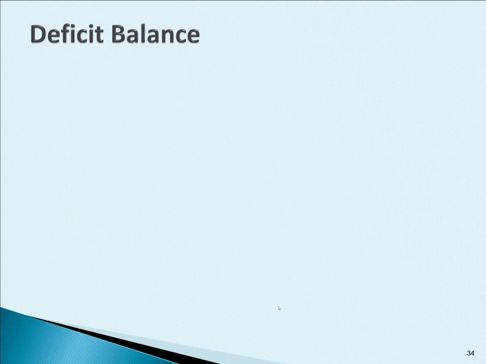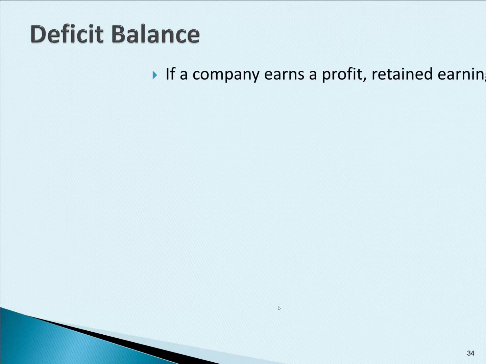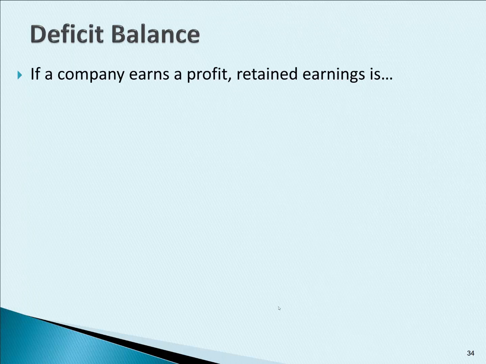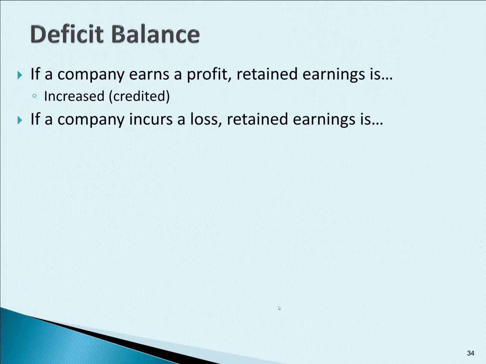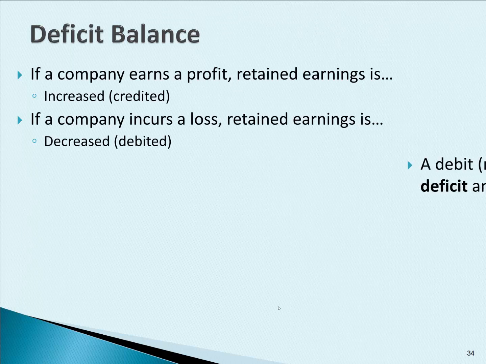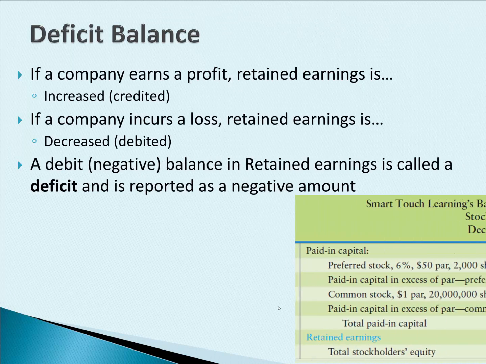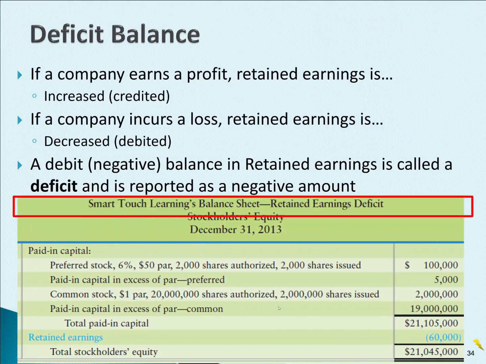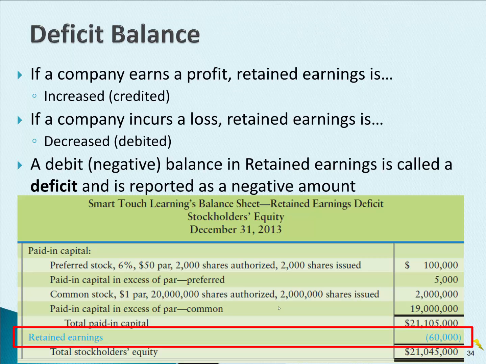Now let's talk about a deficit balance. So remember, if a company earns a profit, what happens to retained earnings? Well, retained earnings contains the company's profits, so retained earnings will be increased. It'll be credited. And if a company incurs a loss, retained earnings will be debited. In other words, it will go down. So if a company has a negative balance in retained earnings, that means it has a debit balance. That's called a deficit, and it's reported as a negative amount on the balance sheet.